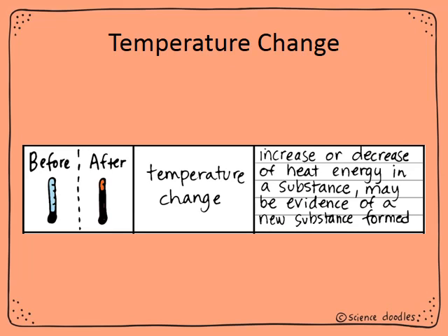Okay, so another piece of evidence we could use to see if we've had a chemical change is a temperature change. So this is an increase or decrease of heat energy in a substance, and it may be evidence of a new substance being formed. So some chemical reactions create heat. So if you've ever used a hand warmer where you crack the middle of it, the two substances mix together and it warms up, that is an example of a temperature change giving off heat.